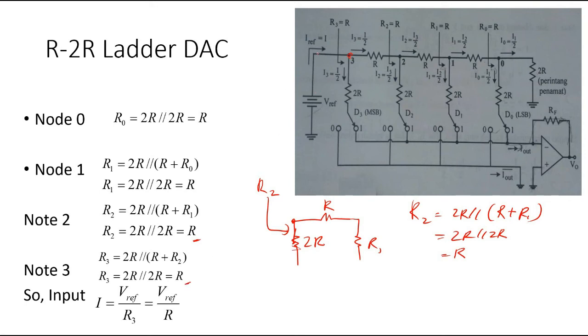Then we look at the supply V reference here. By using Ohm's law, V equals IR, so I equals V divided by R. Here is V reference. The R that flows through here is the total R, or R3. R3 equals R. So that's why our equation becomes I reference, or I, equals V reference divided by R.